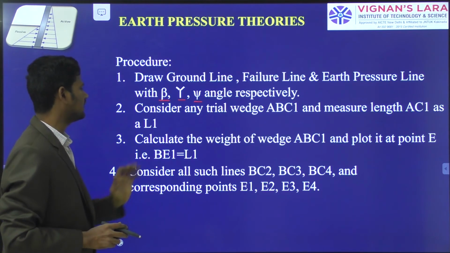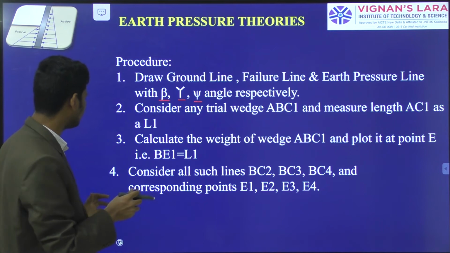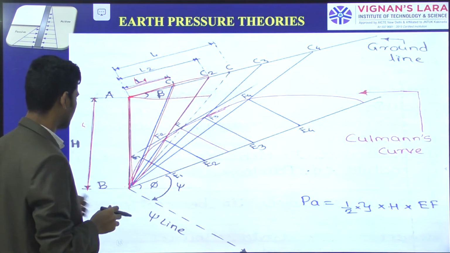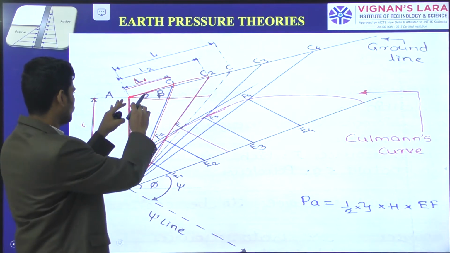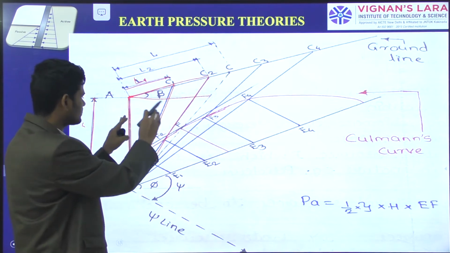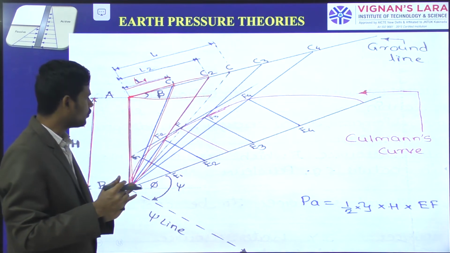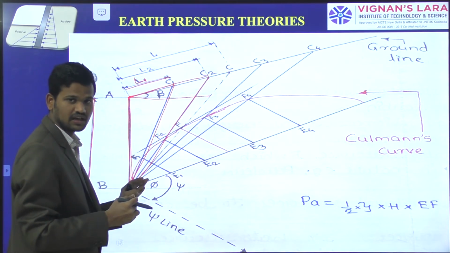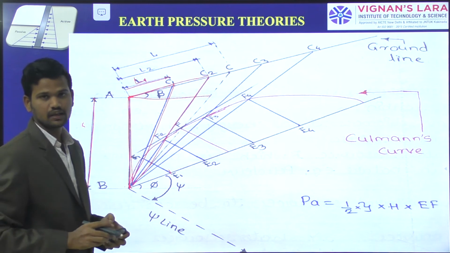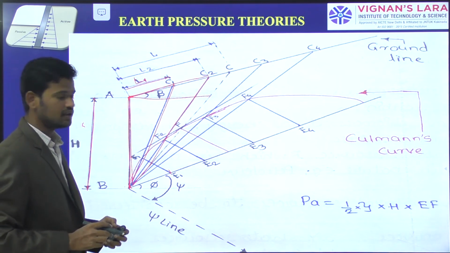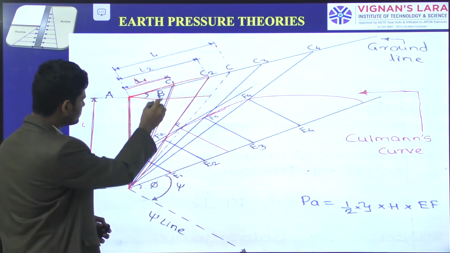Next, calculate the weight of wedge ABC1 and plot it at point E, that is, BE1 equal to L1. What we are doing is, for this soil wedge we have a certain amount of weight, and we represent that weight as a point on the Culman's graphical diagram. From B to E we take a distance representing the weight of the soil wedge. From this B to E we draw a line parallel to the J line.